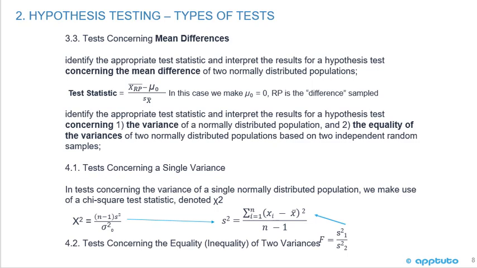Finally, we're going to look at identifying the appropriate test statistic and interpreting the results for a hypothesis test concerning 1, the variance of a normally distributed population, and 2, the equality of the variances of 2 normally distributed populations based on 2 independent random samples. So that's the final test. They're concerning variances. So there's a test concerning a single variance and tests concerning the equality or inequality of 2 variances. And that's the last slide for this LOS.